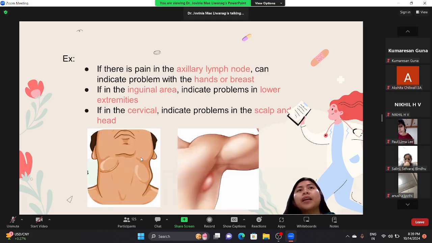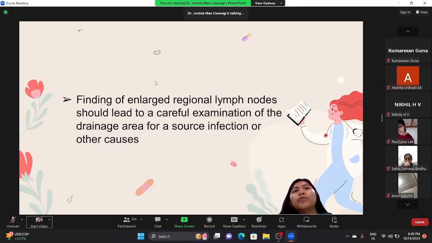For example, if there is pain in the axillary lymph nodes, this could indicate a problem in the hand or the breast of the same side. If it's in the inguinal area, it will indicate problems in the lower extremities. If it's in the cervical area, it will indicate problems in the scalp and the head. Finding enlarged regional lymph nodes should lead to a careful examination of the drainage area. That's how we know where the source of infection is. You should know that regional lymph nodes drain specific areas.